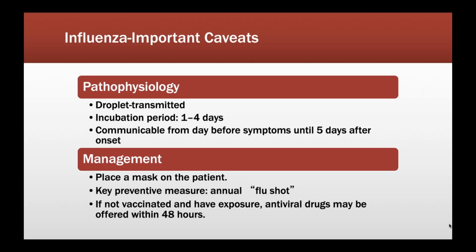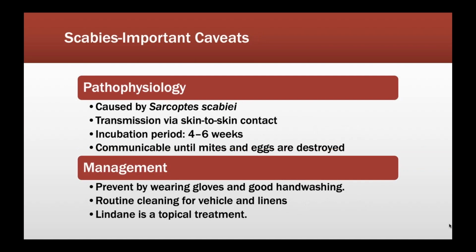And again, we want to place that mask on the patient. A surgical mask would be acceptable here. The best way we can prevent the spread of influenza is to get that annual flu vaccination. And you can get antiviral drugs. The FDA just actually approved a new antiviral drug, bringing our sort of plethora of treatment options up to 3 that can be effective if it's actually offered within 48 hours.